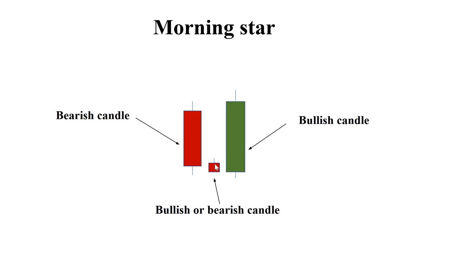Always take note, the middle candle should be a small candle showing small buying pressure. It could be an indecision candle. We shall look at some of these examples on the chart. So the first candle is a bearish candle. The second candle could be bullish or bearish, but it should be a small candle which indicates small selling pressure, or it should be a doji candle, which is an indecision candle. Then the next candle should be a strong bullish candle.